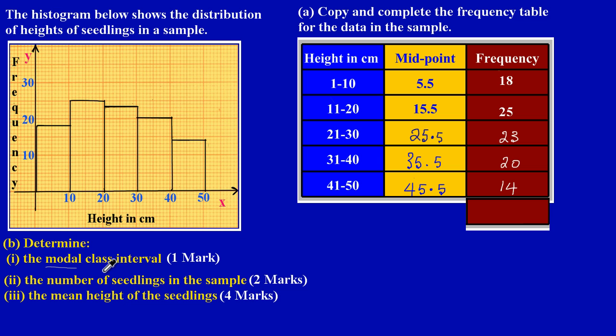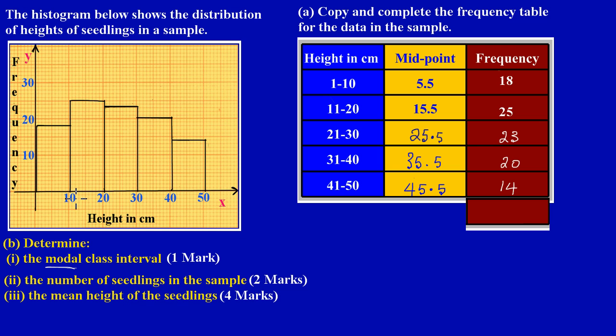Now this is pretty easy, the modal class, and let me just underline that word quickly for you. Mode. The word mode simply means the most frequent occurrence. So basically you're looking for the class that has the highest frequency value. And what do I mean by that, my friends?